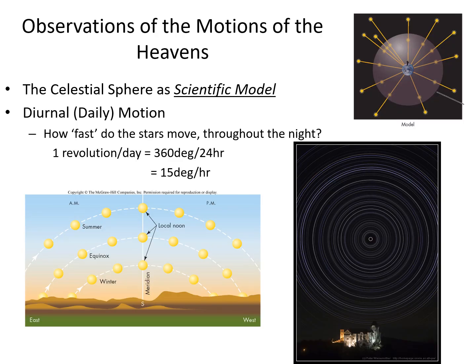Observing the motions of the heavens involves using one of the simplest scientific models that we develop in astronomy. A scientific model is a simplification or a picture version of some form of reality. The celestial sphere is one of the simplest scientific models. We can imagine the celestial sphere as an enormous sphere surrounding the Earth with all of the objects of the heavens painted on this sphere.